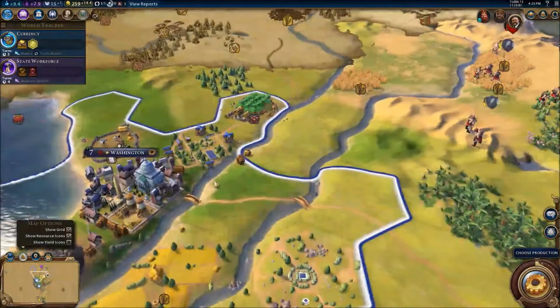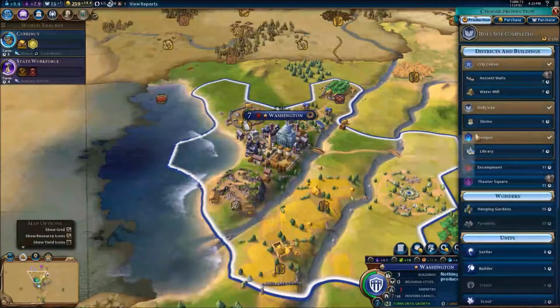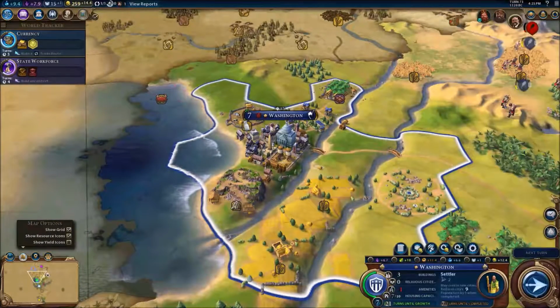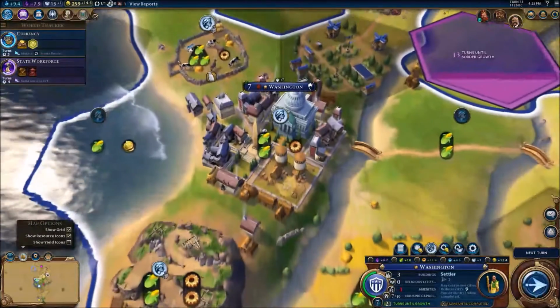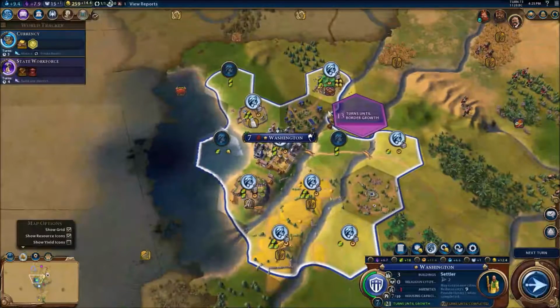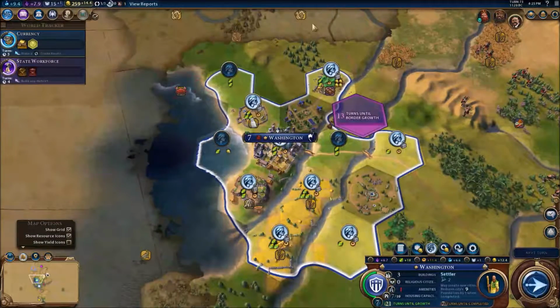So our district fired. So what we're going to do here is we're actually going to do a settler. That'll get us in 7. And that should help the amenities issue because it's going to lower the population by 1. Okay, there's nothing we can do to help the production.